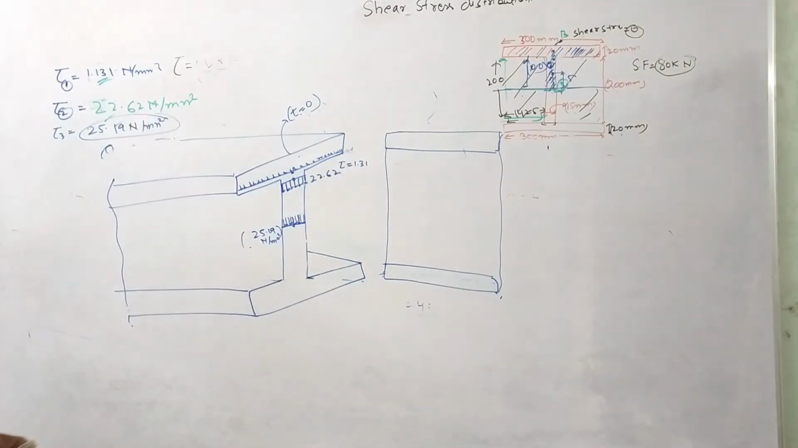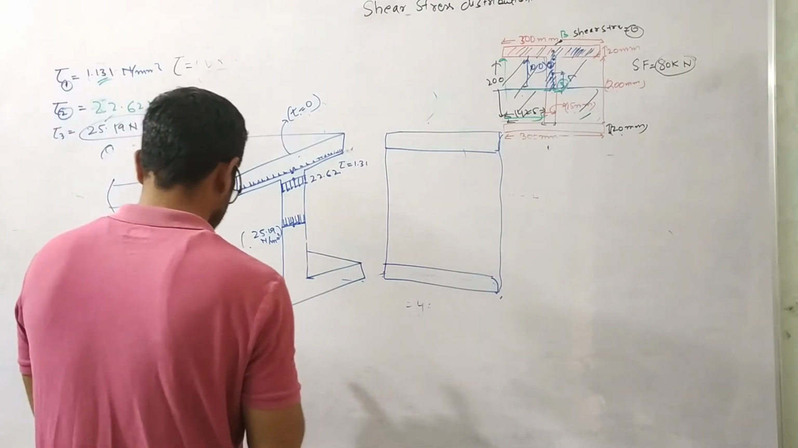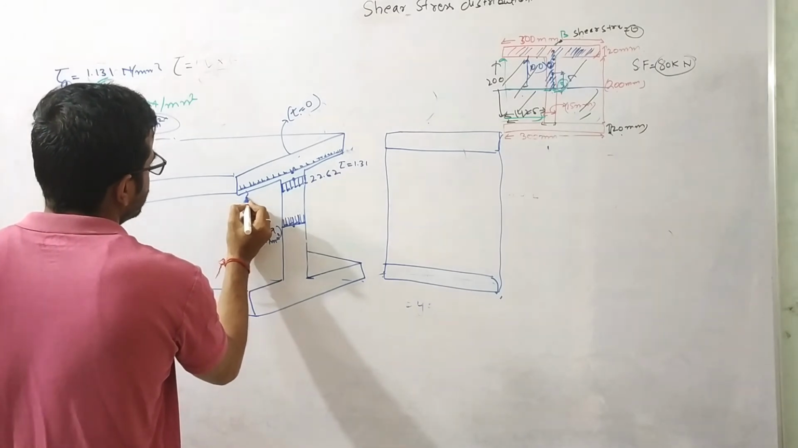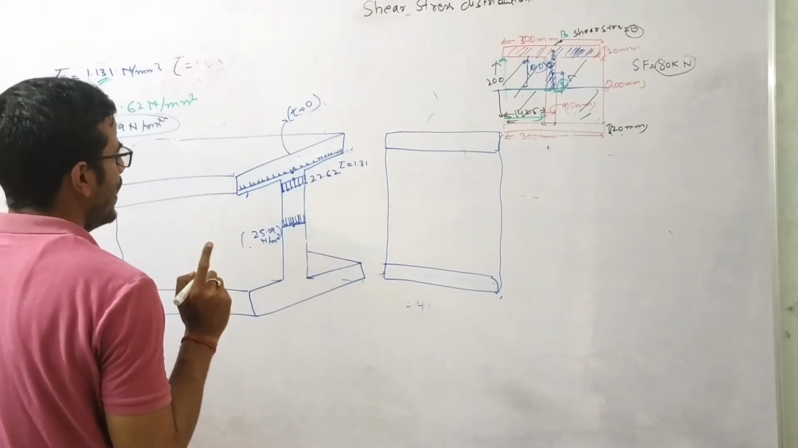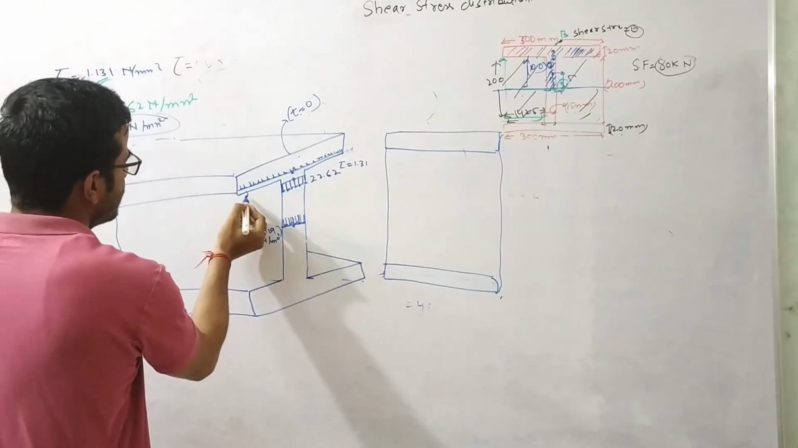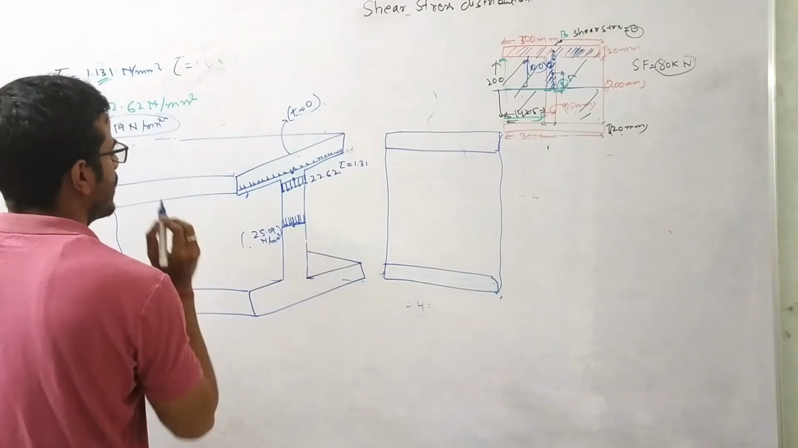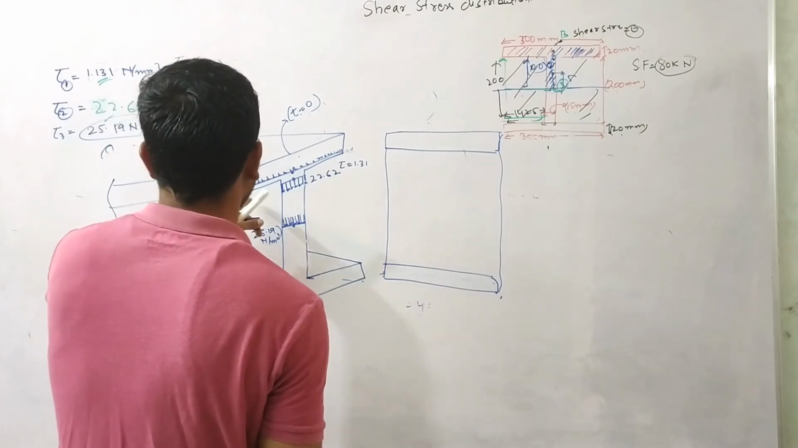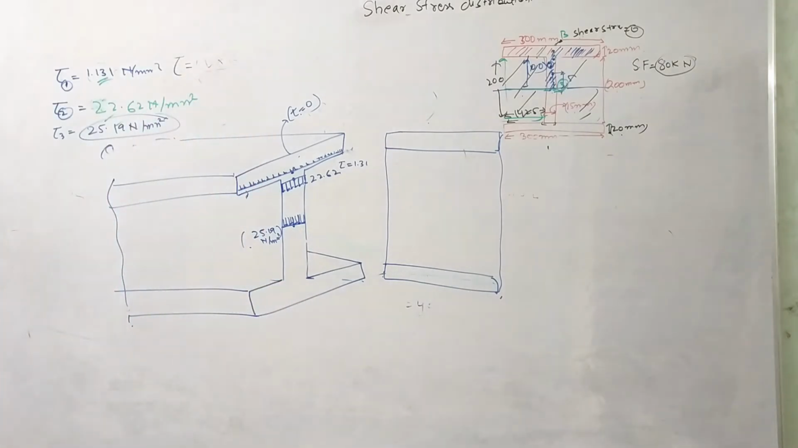Okay. Now you can see that if I look into this formula, in actual condition, at this point, shear stress should be 0. Why 0? Because this is the outer boundary. There won't be any horizontal shear stress for this portion.